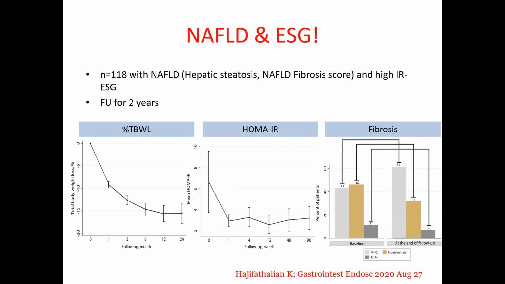With endoscopic sleeve, we did it for 2 years and followed up 118 patients, pure NAFLD. They've done the fibrosis score, and they all have high insulin resistance. And look at the amount of weight loss they have. But what I'm really interested in, because anything can help you lose weight, is insulin resistance, because I've told you that's what's driving the whole thing when you have fat in the liver and the fibrosis. So this study was really convincing.